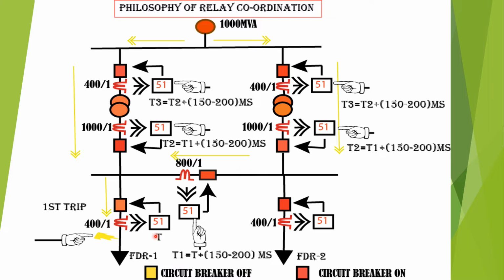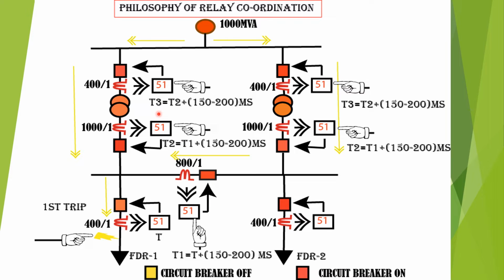So in this case, we have considered the trip time for the overcurrent relay for the feeder as T second or T millisecond, and after some grading margin or time margin, this overcurrent relay will trip the circuit breaker of the bus coupler. Okay, so the fault is segregated between each section of the bus coupler. Now again, for the LV side of the transformer, again some grading margin has been given, which is 150 to 200 millisecond more than that of the bus coupler overcurrent relay.